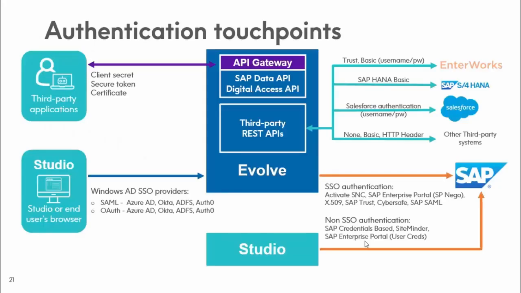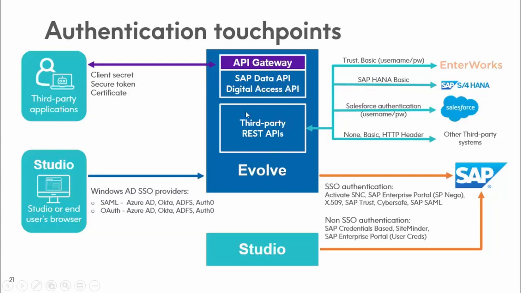So before I get into them, I wanted to talk about authentication touch points. So these third-party applications can use three different kinds of authentication methods to speak to either the SAP Data API or the Digital Access API: client secret, secure token, or certificate.